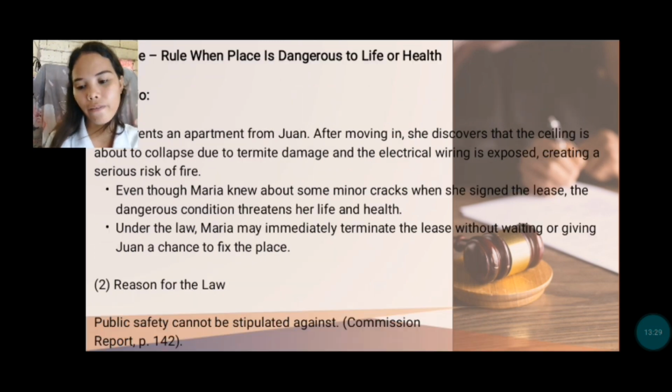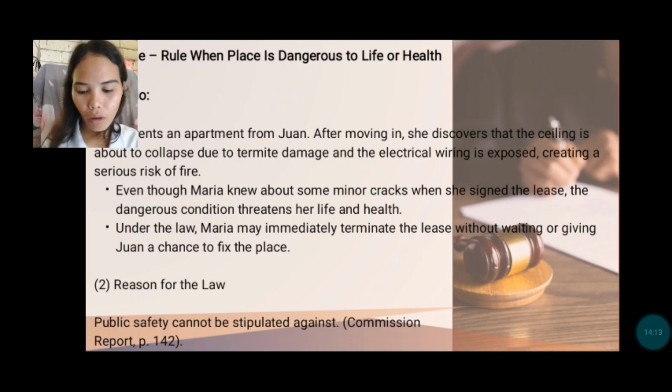Example, rule when place is dangerous to life or health. Scenario, Maria rents an apartment from Juan. After moving in, she discovers that the ceiling is about to collapse due to termite damage and the electrical wiring is exposed, creating a serious risk of fire. Even though Maria knew about some minor cracks when she signed the lease, the dangerous condition threatens her life and health. Under the law, Maria may immediately terminate the lease without waiting or giving Juan a chance to fix the place.